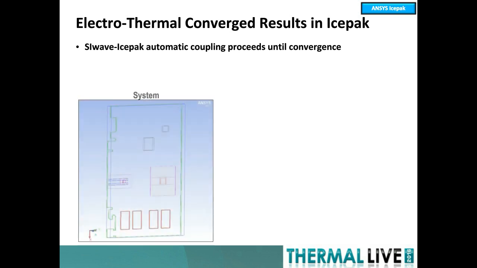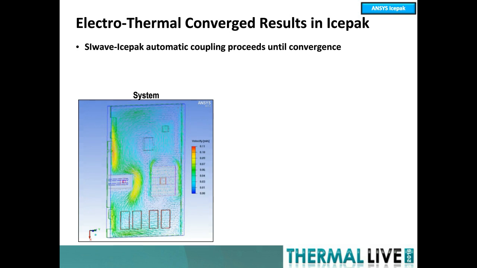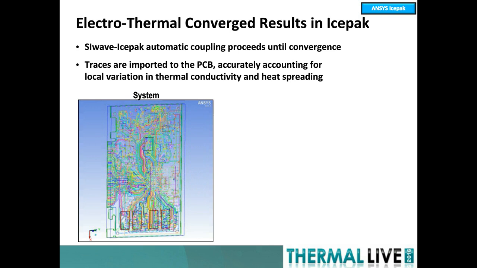So in this image, we have the electronic system in IcePack. And here is the converged natural convection flow field velocity vectors. You can see the circulation through the enclosure due to natural convection. It's important to note for this thermal simulation in IcePack, the traces were imported into the PCB.